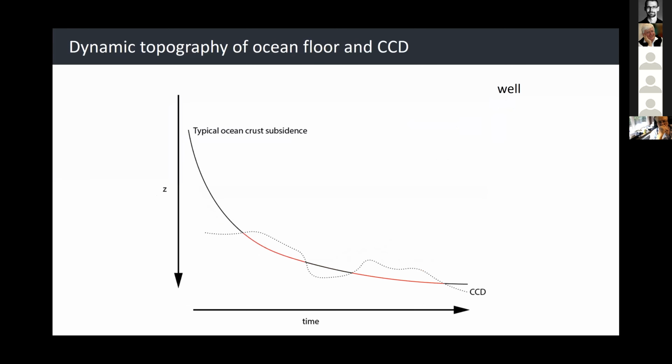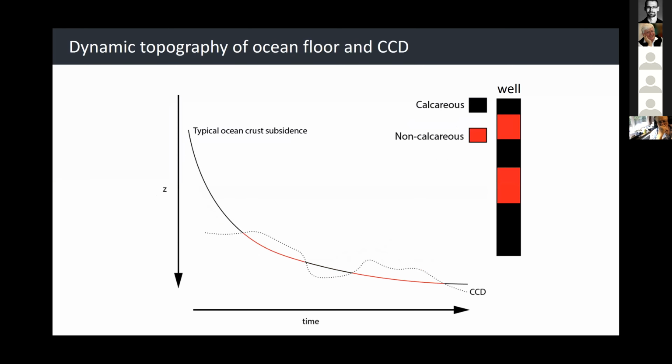Now, there's one complication to this story, and that is that the CCD varies from place to place in the ocean basins, but also over time. So that means that we calculated the Paleo-CCD for our study area, the Somali basin, so we could compare our oceanic crust subsidence curves with this CCD that varied over time in our ocean basin. So that is what we do. Our first next step is calculating these ocean crust subsidence curves for all the wells in our study area.